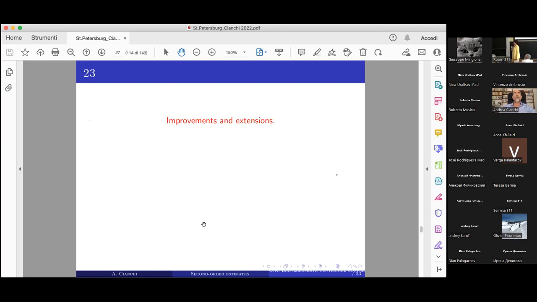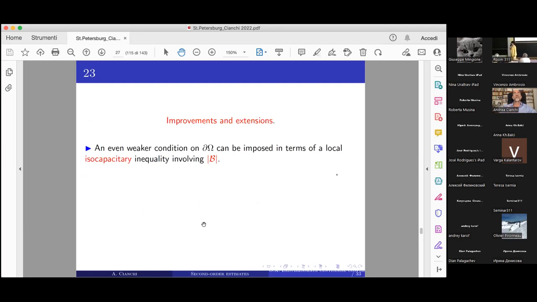Now, this result admits some improvements or extensions. For instance, this condition on the regularity of the boundary can still be improved in a sense on replacing. Rosario, Andrea, your time is over. Okay, so I stop here. I didn't have time to. And I just thank you for your attention.